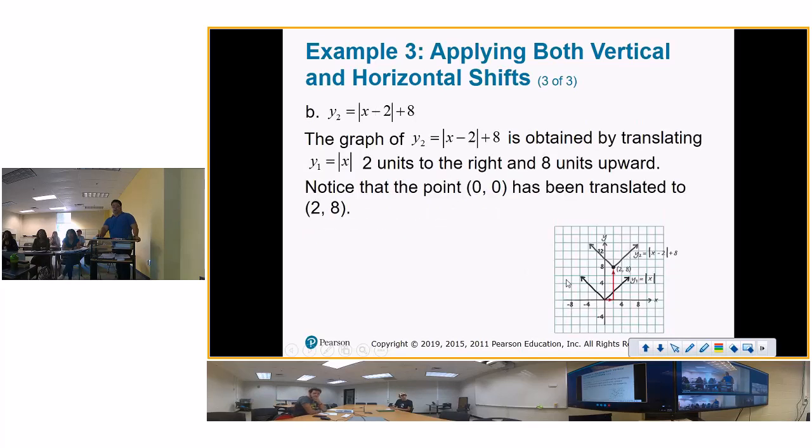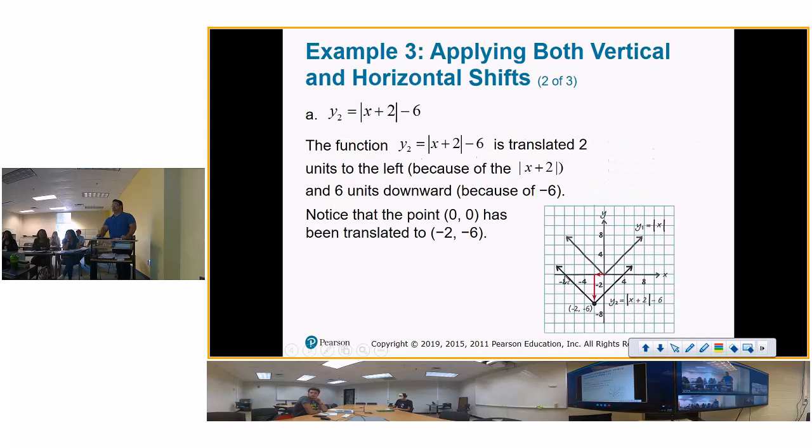Now I'm going to back up and let you write that down. You don't have to write down all that stuff. You just have to highlight the positive 2, and that's 2 spaces to the left. And then the -6, highlight that, and that's 6 spaces down.